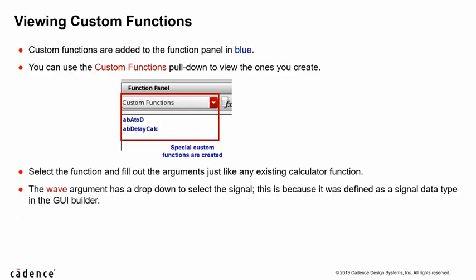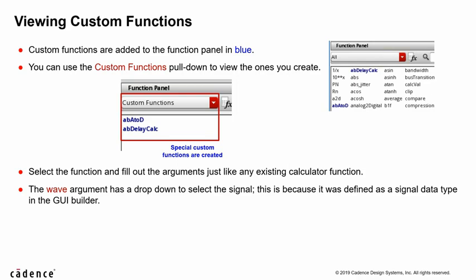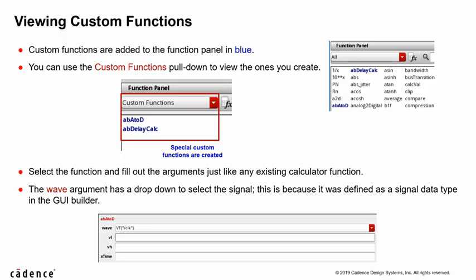Custom functions are added to the function panel in blue. The custom functions are listed under All Functions and also under the Custom Functions pull-down menu. You can use the Custom Functions pull-down menu to view the ones you create. You can select any custom function, and just like any other function, the panel is modified wherein you can fill out the arguments. In this example, you can see the wave argument has a drop-down to select the signal. This is because it was defined as a signal data type in the GUI builder.